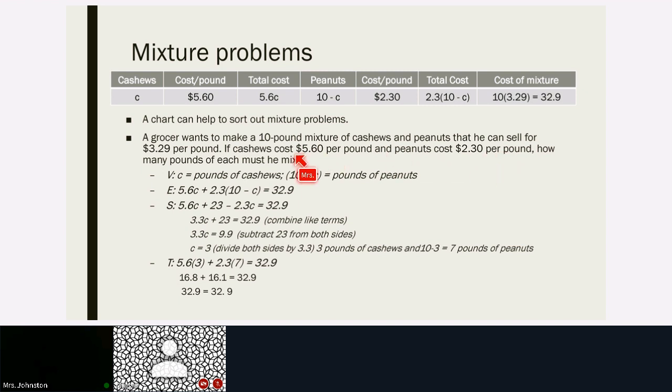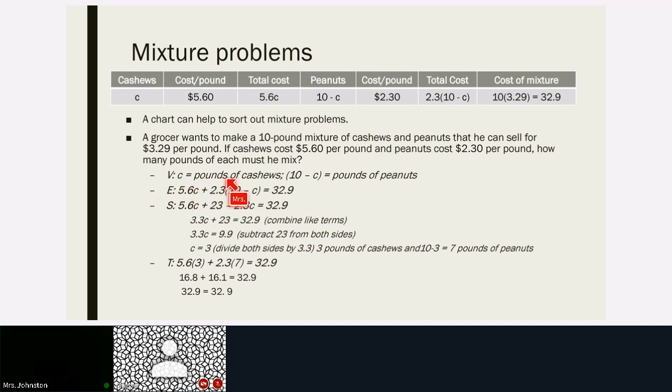He's got some pretty expensive beans, these cashews, and some pretty cheap ones, these peanuts. And his price for the mixture is going to be in between those two amounts. So this makes sense so far. We know that he's going to have a certain amount of the expensive ones, a certain amount of the cheap ones to make it cost the same as the mixture. So I'm going to set up some variables.